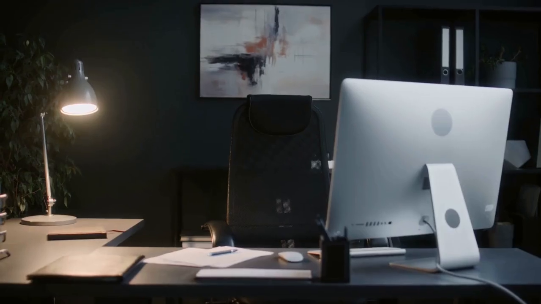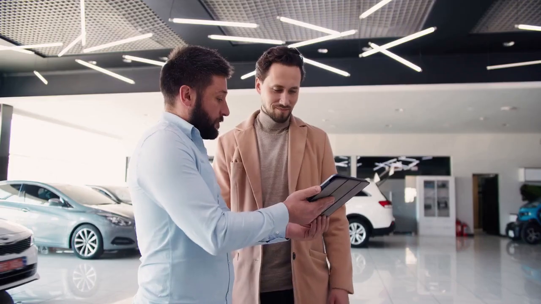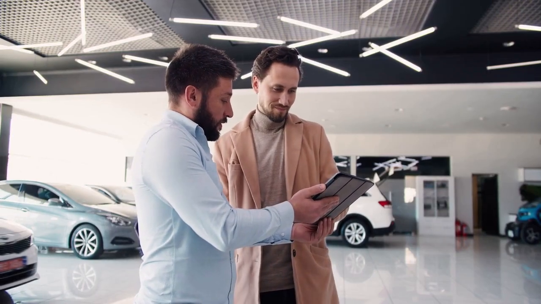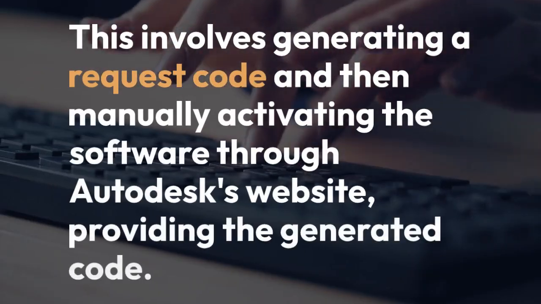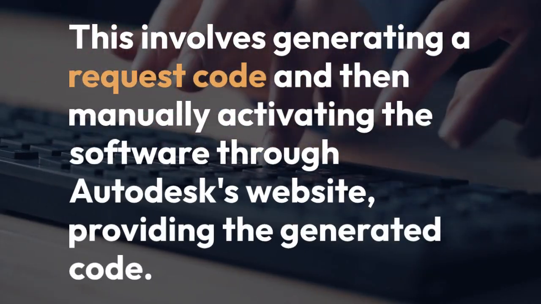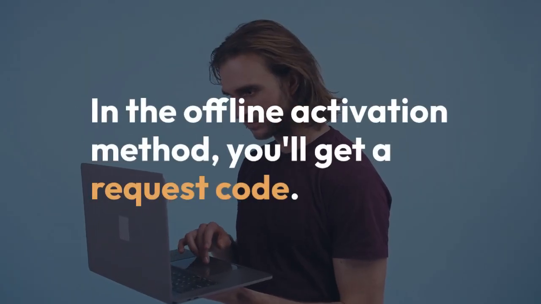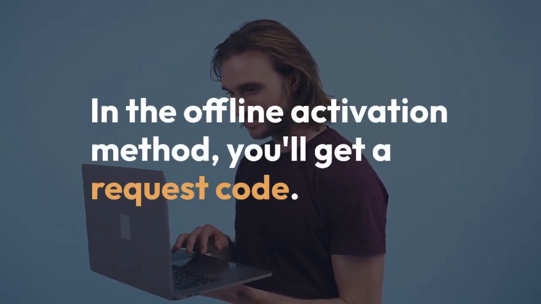assistance. 8. Alternatively, if you don't have an internet connection, AutoCAD may give you an option for an offline activation. This involves generating a request code and then manually activating the software through Autodesk's website, providing the generated code. 9. In the offline activation method, you'll get a request code.